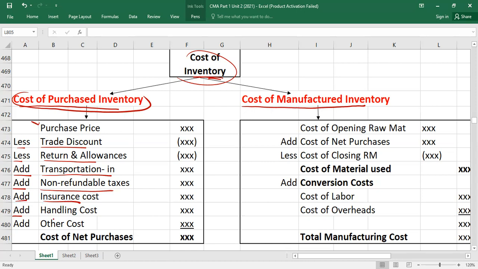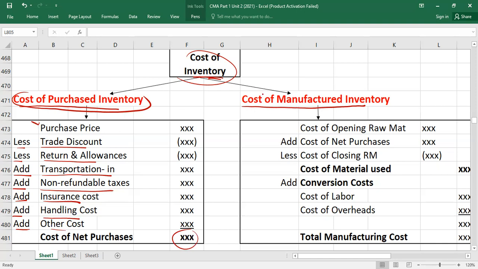You might have handling cost also, which you will add. Handling cost means loading or unloading types of cost. And then you might have any other cost which is necessary to bring the inventory to its present location. If you add all of these, it is called your net purchases, the cost of purchased inventory. Understood?